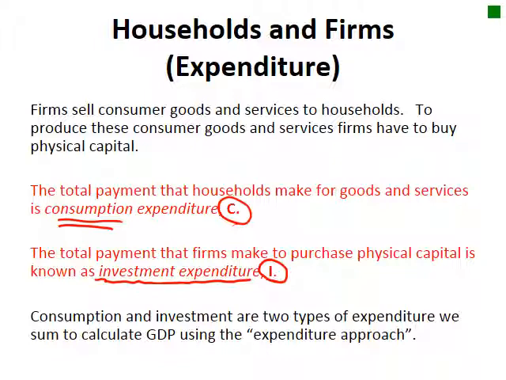Now please realize that when we talk about investment in economics, we're not talking about stocks and bonds. We're talking about buying capital, which are the things that you use to produce goods and services: tools, machines, and so on. Consumption and investment are 2 types of expenditure we sum to calculate GDP using the expenditure approach. But that's not the only 2 types of expenditure. There are going to be 2 more types that we're going to look at.